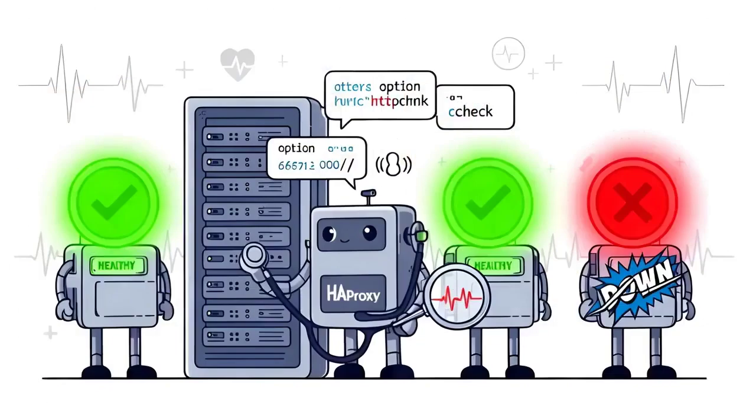Finally, HAProxy watches your backends with health checks. The option httpchk directive and the check flag on each server line probe the backend, and HAProxy displays a green status for healthy nodes and red for failed ones. Failed servers are removed from rotation automatically.